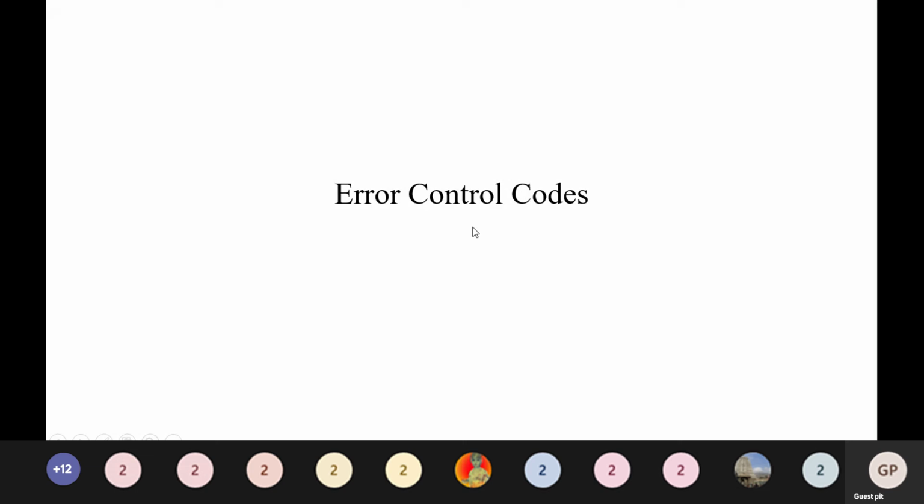We'll now see about error control coding techniques. As you know, error control coding techniques are nothing but channel coding techniques. Channel coding techniques are used to reduce the amount of addition of noise in the channel to an extent, whereby introducing control redundancy. That is what you mean by error control coding.